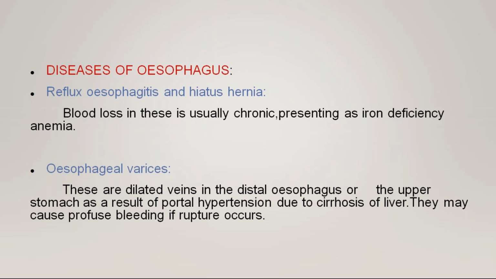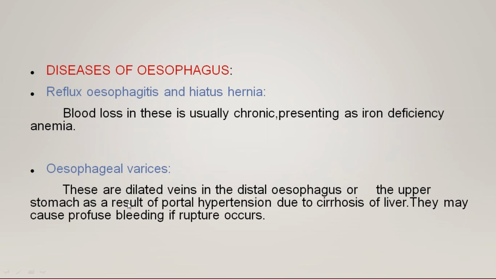Disease of the esophagus. These are all causes of upper GI bleeding. Reflux esophagitis and hiatus hernia may cause upper GI bleed. Blood loss in these is usually chronic and presents as iron deficiency anemia. They may not present as frank blood, but as chronic GI bleed, and may present with iron deficiency anemia.